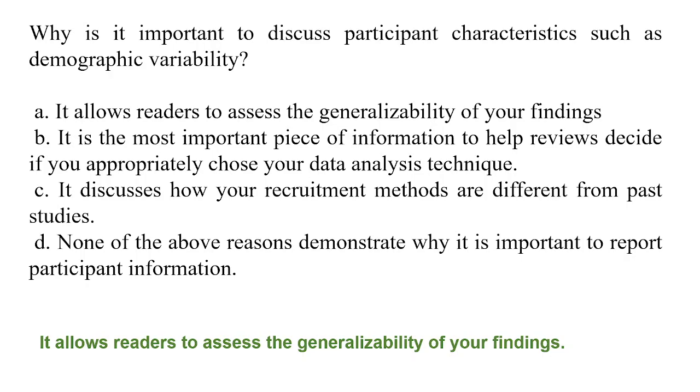That's why option A is correct. What does option B say? Option B says that it's the most important piece of information to help reviewers decide if you appropriately chose your data analysis technique. Option A makes more sense than option B, honestly, because I don't think demographic variability will have that much effect on your data analysis. It will have an effect, but generalizability of your findings makes much more sense because of the reasons I mentioned. Another option discusses how your recruitment methods are different from past studies. None of the above reasons demonstrate why it's important.